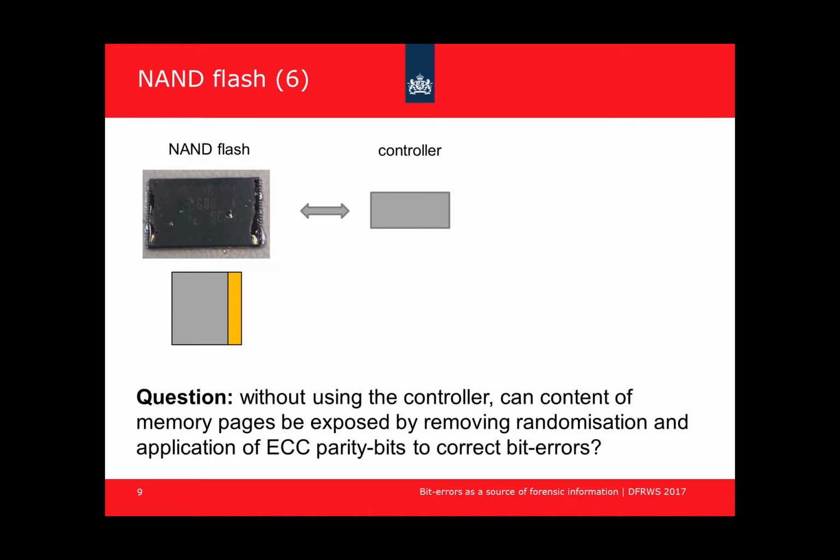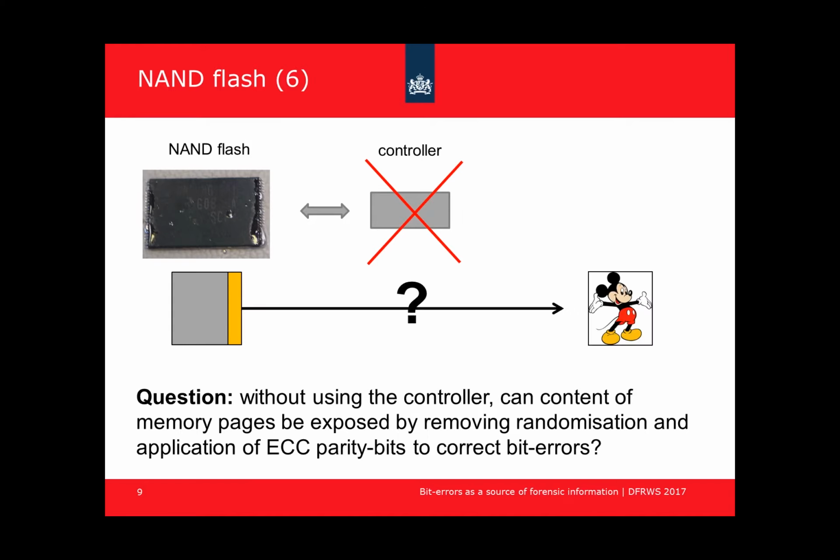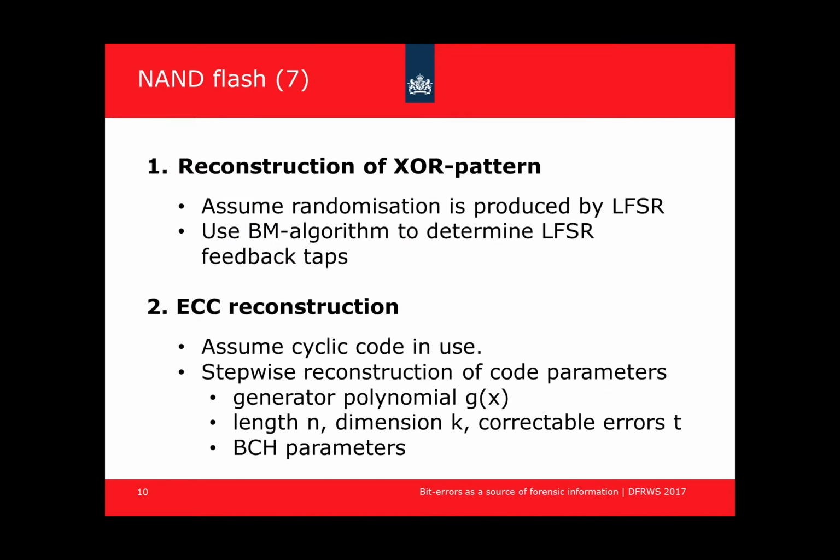But if you only look at the NAND flash itself and you don't have any access to the controller, then what you see if you read out the data is data including randomization and ECC parity bits. So it still contains bit errors. The question is, if you only have this information, can you go back? Well, there are several possibilities. Yesterday we also heard some approaches to remove randomization and to find ECC parameters. We do that ourselves also, in a different way.